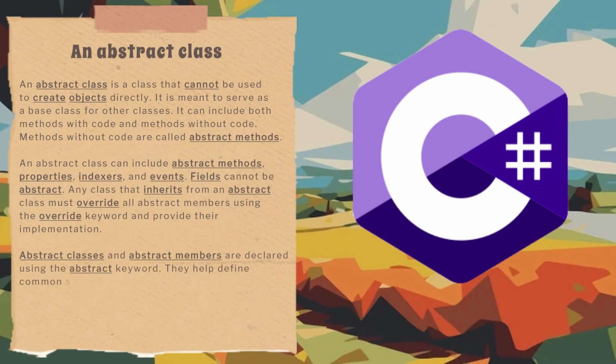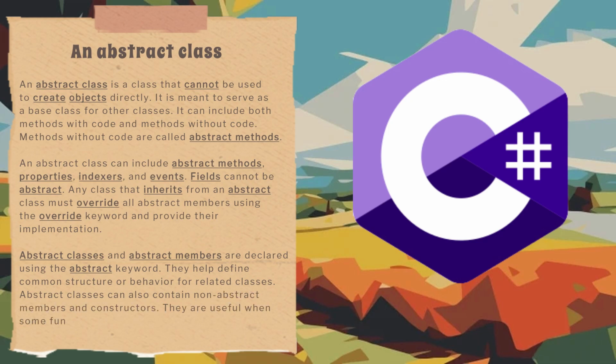They help define common structure or behavior for related classes. Abstract classes can also contain non-abstract members and constructors. They are useful when some functionality should be shared, but some parts must be defined by the derived class.